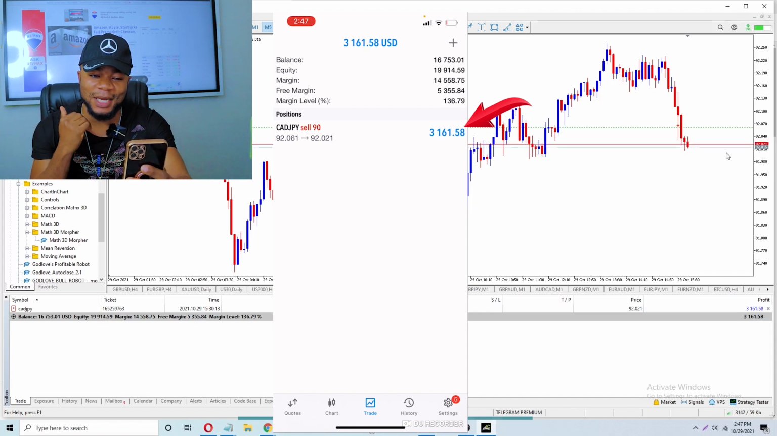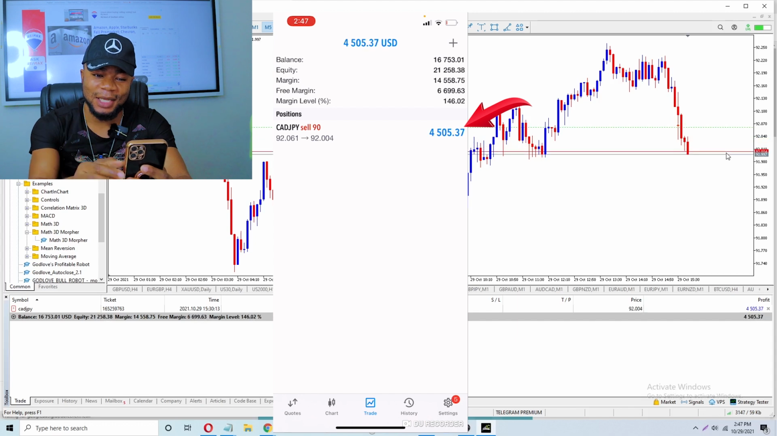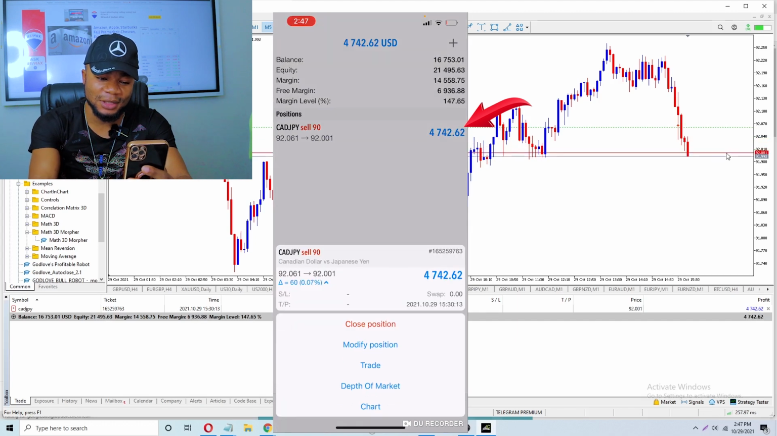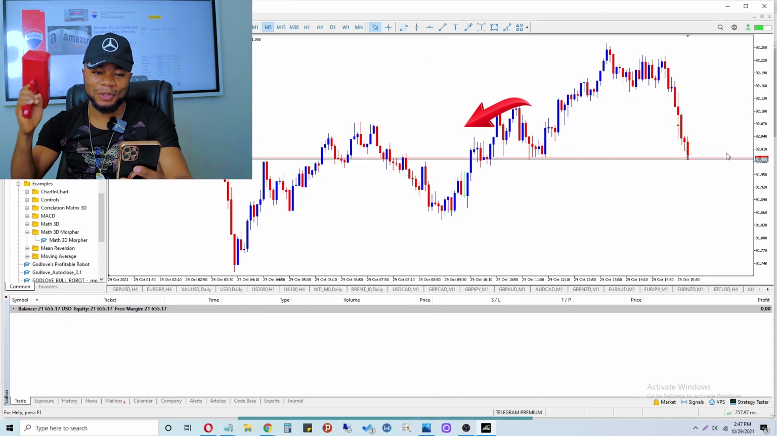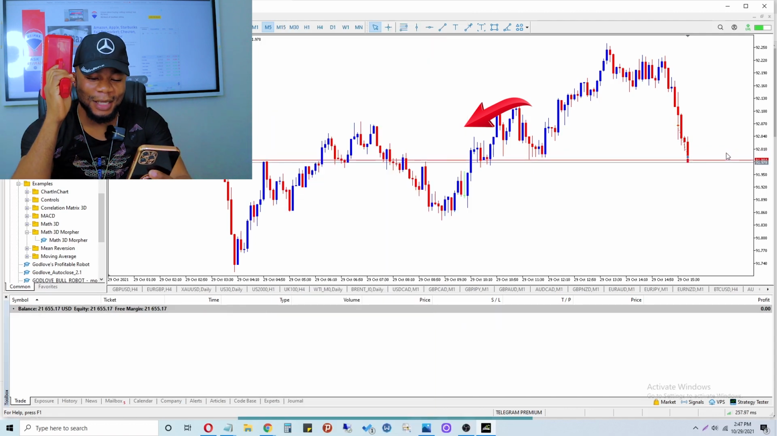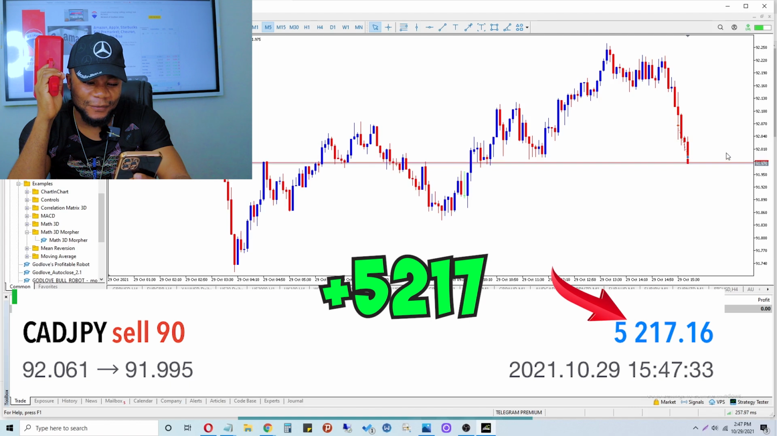You can see that is my target hit. That is my target, guys. I'm out. That's 4,600. I'm closing the position, guys. I'm closing the position. Boom. You can see how much is that? $5,217.